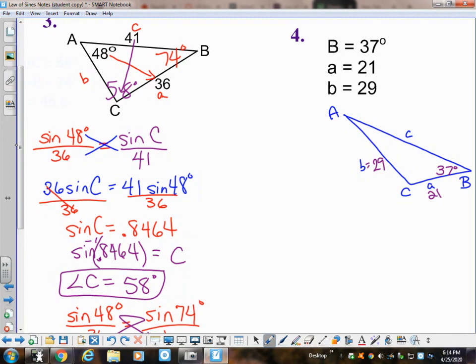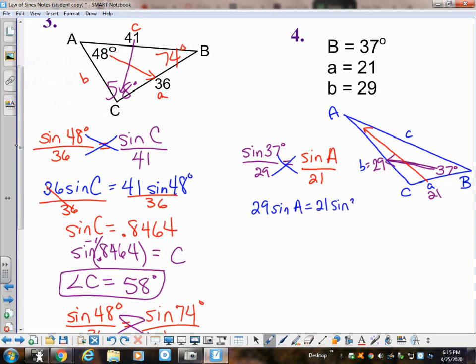All right, what pairing do we have? Well, we have the b's. So sine of angle B, 37, over little b, 29. Who are we going to find? Well, we were given a, so we're going to find angle A. Sine of angle A over little side 21. Okay, cross multiply. 29 sine of angle A is equal to 21 sine of 37. We're going to divide by 29.